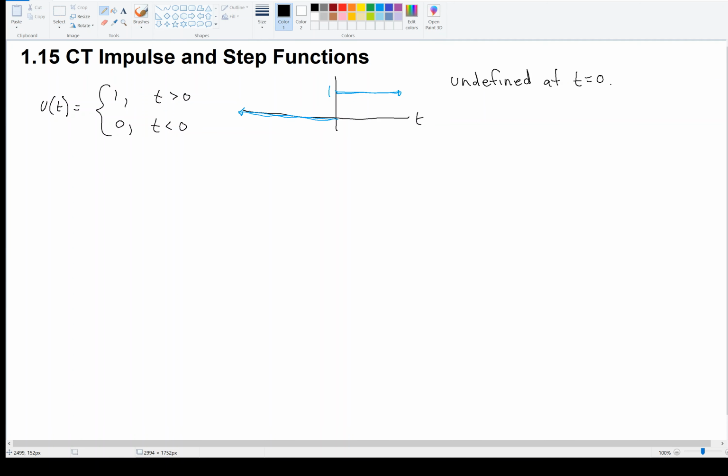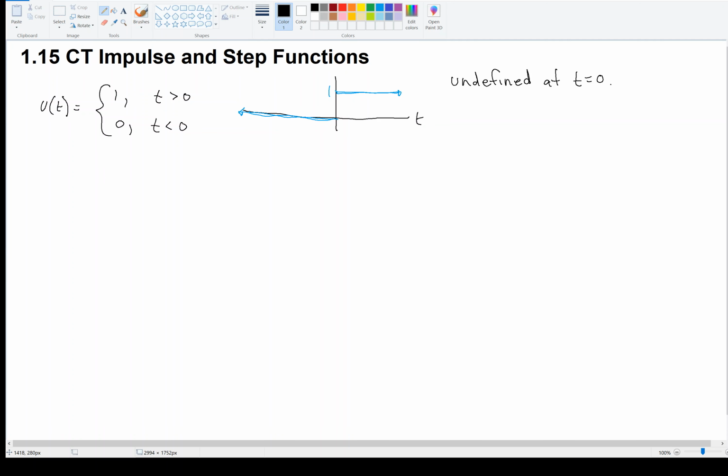It turns out it's not going to matter because this is continuous, what the value of a signal is at one specific value of time. So it's not going to matter what it is at t equals 0. Some books have it defined as 1. Some books have it defined as 0. Some books have it defined as 1/2. Your book leaves it undefined at t equals 0, and so we will leave it undefined at t equals 0 as well.